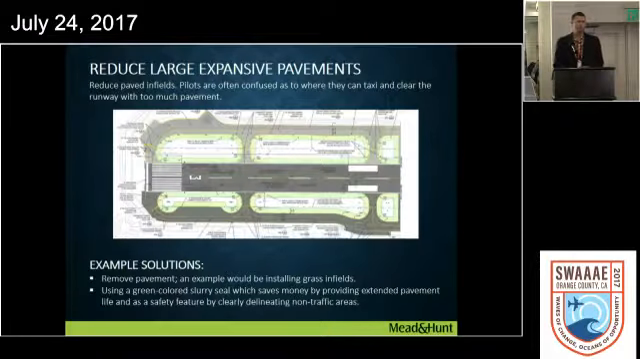Another main focus of the 13A was to reduce the large expansive pavement areas. The larger the piece of pavement, the further the markings are, whether it be the edge striping, the further out the lights are, the signage. So to reduce the pavement will also reduce the pilot confusion. And some example solutions are shown in this graphic here. You can simply remove the pavement, installing grass or just infield, or you can apply the green pavement markings.